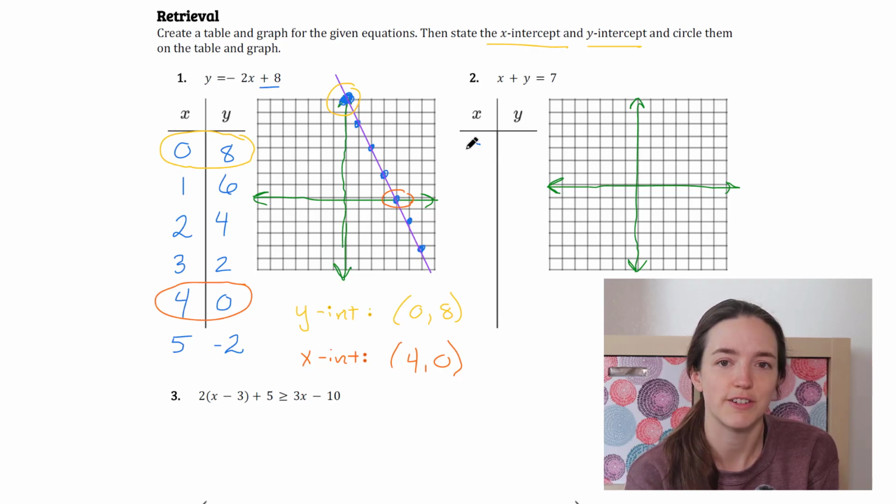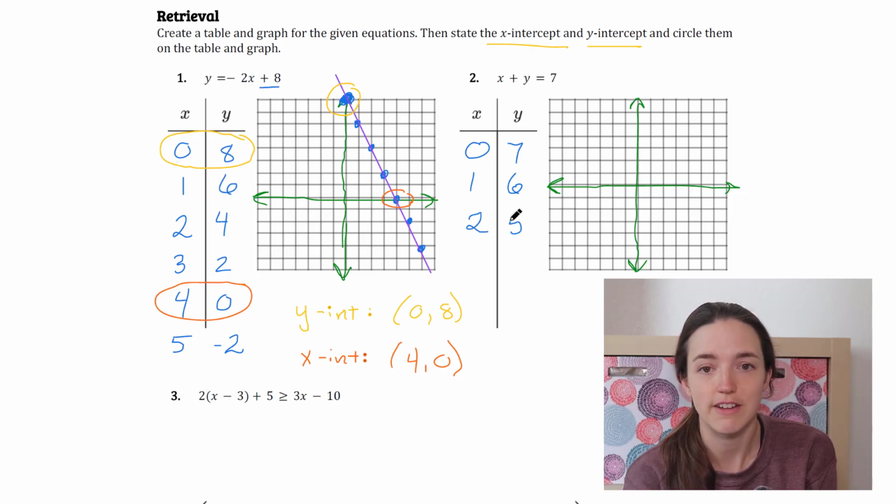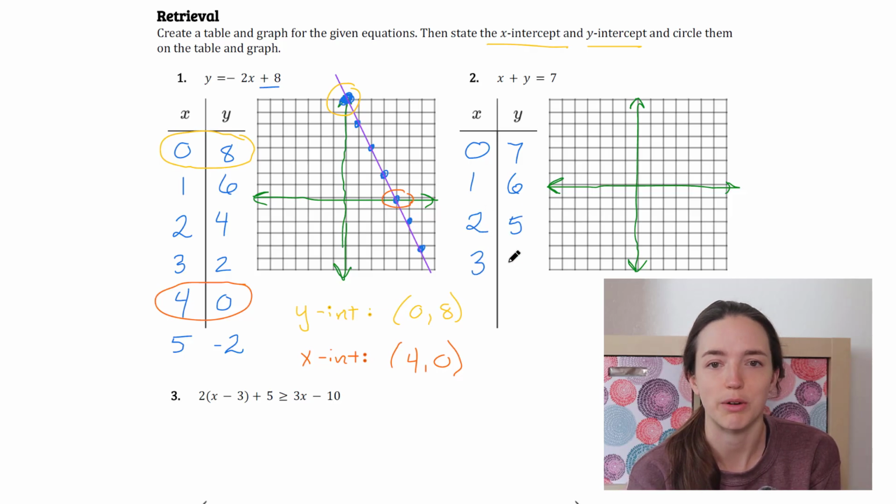If I have 0 for x, imagine this x is 0. Y would have to be 7, because 0 plus 7 is 7. Let's keep it really simple. If x is 1, so this right here was 1, y would have to be 6. So basically I'm just choosing two numbers that add up to 7. If x is 2, y would have to be 5. If x is 3, y would be 4. Let's just keep going for a little bit.